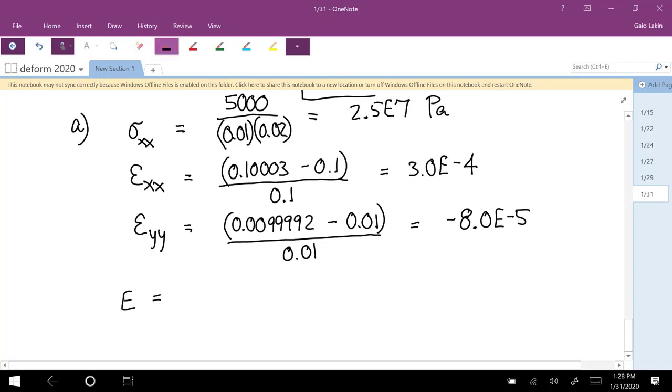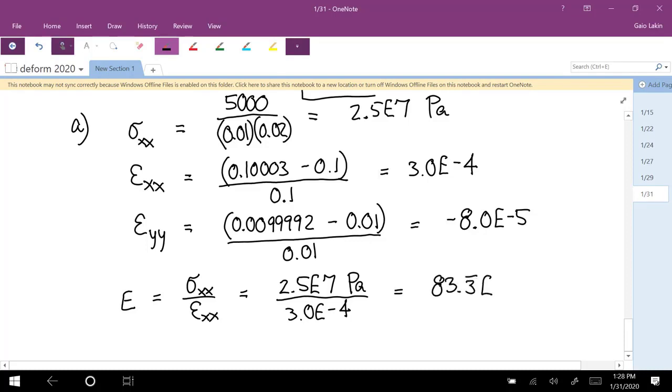So then Young's modulus is sigma xx over exx. So 2.5 times 10 to the 7th pascals divided by 3.0 times 10 to the minus 4. And you get an E value of 83.3 repeating times 10 to the 9 pascals. 83.3 repeating gigapascals.